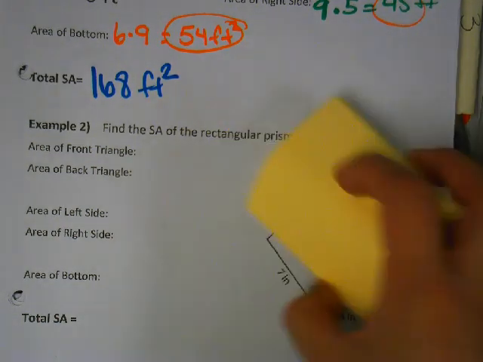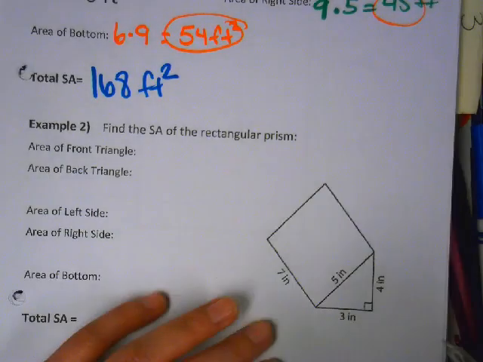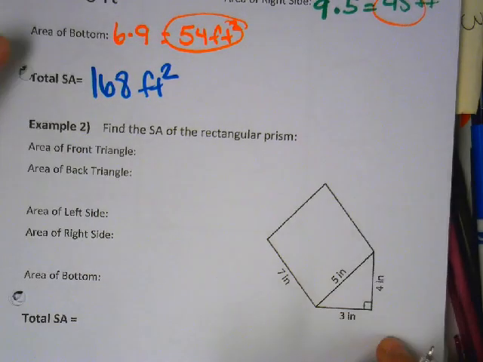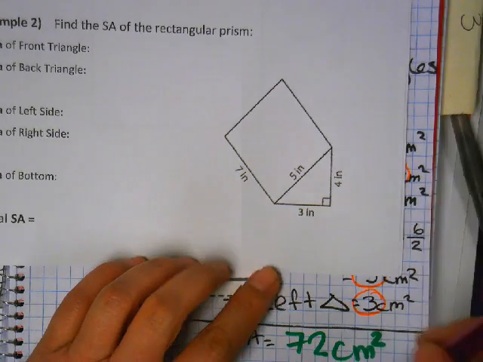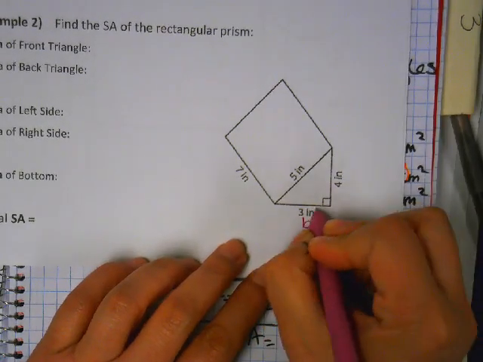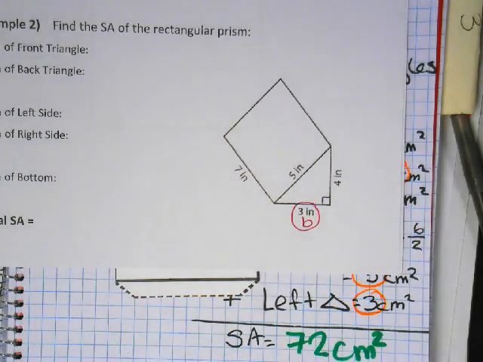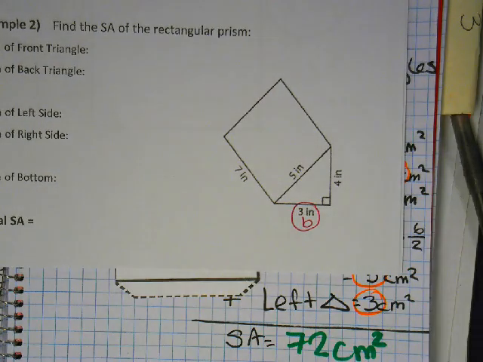All right. In my triangle, look at my triangle here. What is the base of my triangle? 3. This is my base. What would be my height of my triangle?